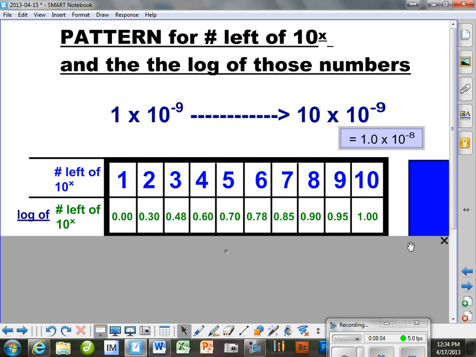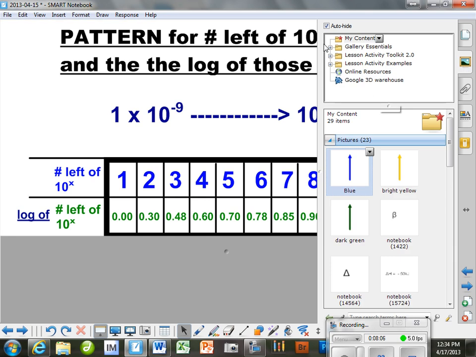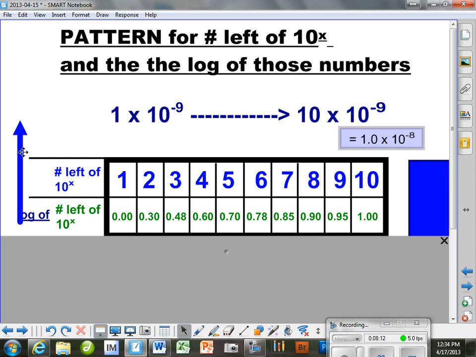But let me get a little pointer in here and show you as I talk, to give you a better idea of what happened with these logs. Okay, 1 is 0. That's why this guy is the actual logarithm, right? Because we don't have anything to subtract from this guy.